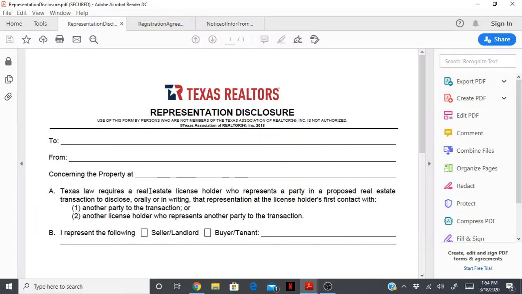Texas law requires a real estate agent license holder who represents a party in a proposed real estate transaction to disclose orally or in writing. Now let me just stop right there.